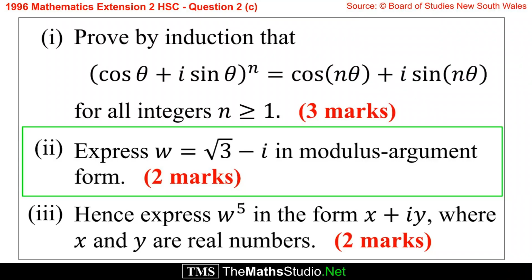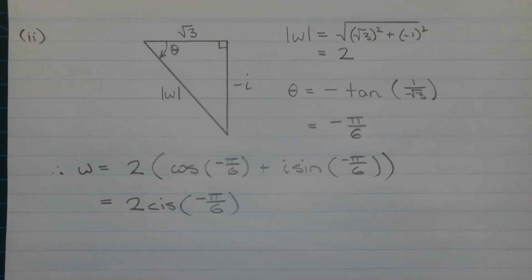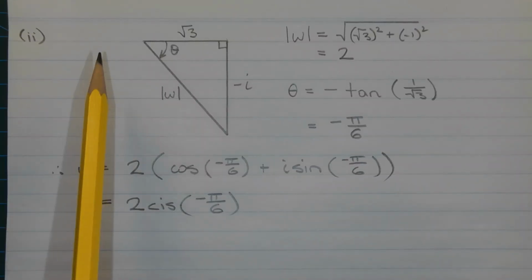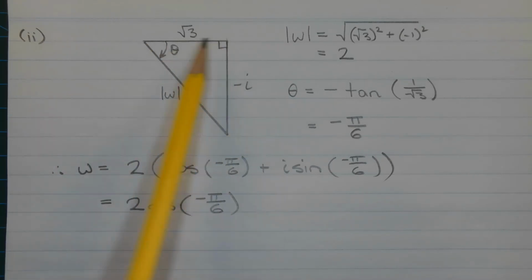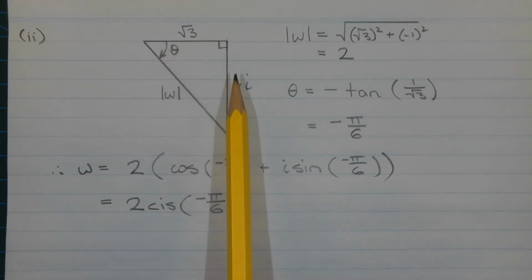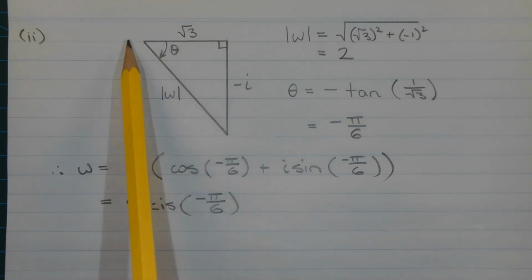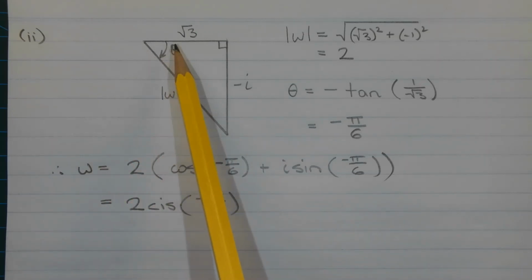Part 2. Express w equals the square root of 3 minus i in modulus argument form. To help us find the modulus and the argument of w, we can sketch a right-angled triangle like so, where the horizontal side is the real component, the vertical side is the imaginary component, the hypotenuse is the modulus of w, and θ represents the argument.